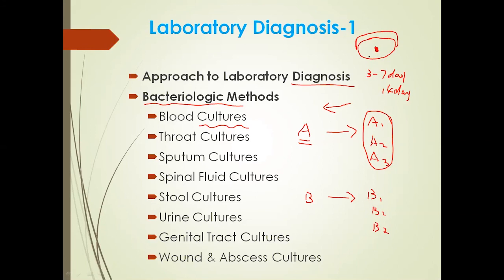We take a sample from, for example, the blood, or the sputum, or sometimes from spinal fluid, or even stool, or urine, or the genital tract. So that's the route, basically, where we take the bacteria.